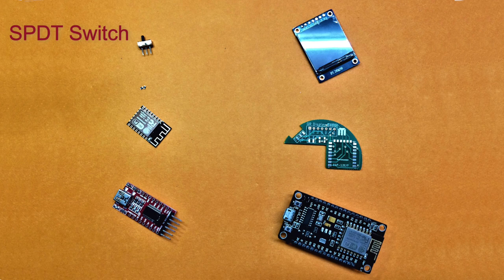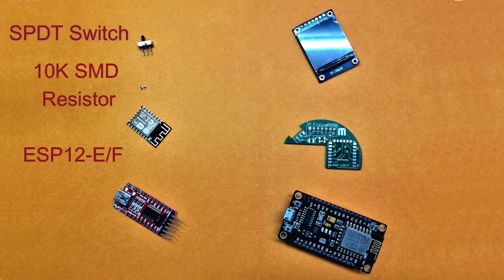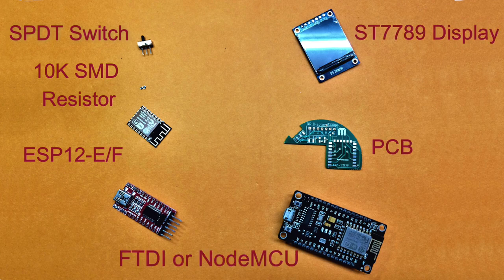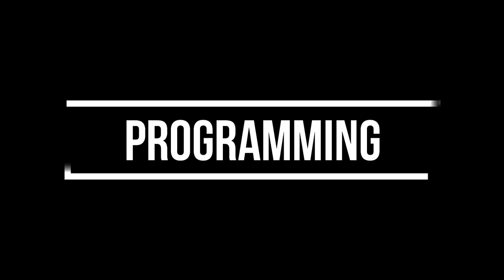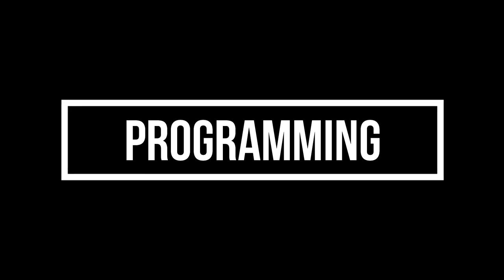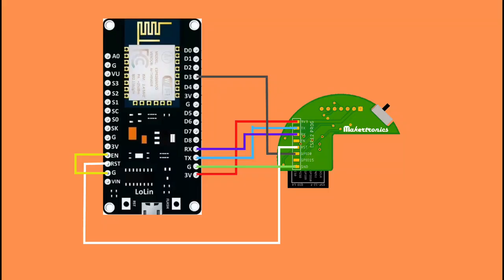So let's move to the build part, and for that you will need one SPDT switch, 10K SMD resistor, ESP12 module, ST7789 IPS display, the PCB, and the FTDI or NodeMCU as a programmer. For programming the board, you need to connect the circuit in the following configuration.